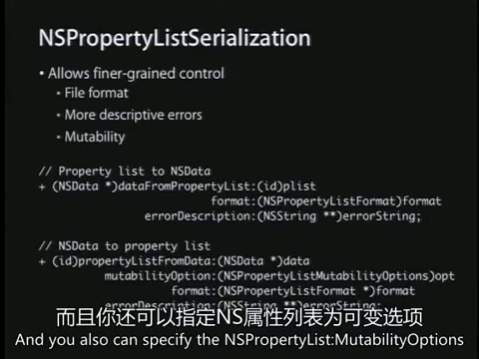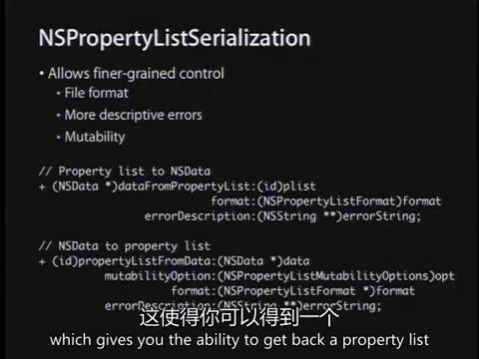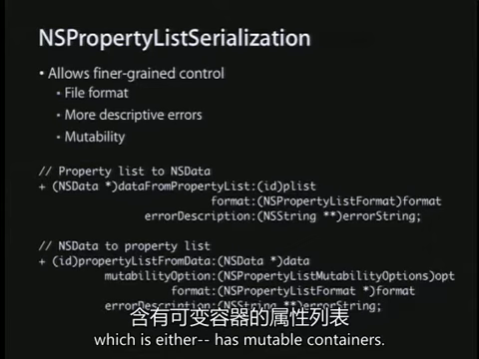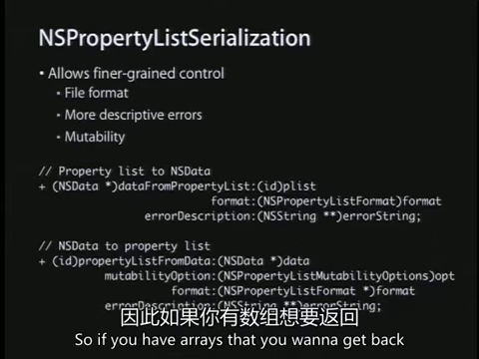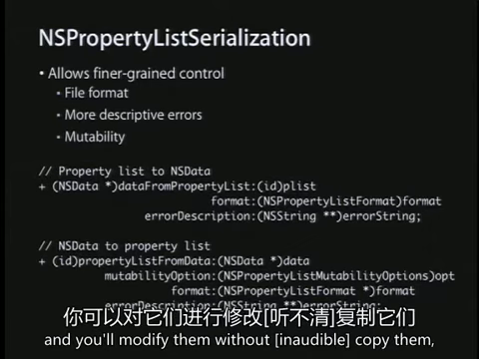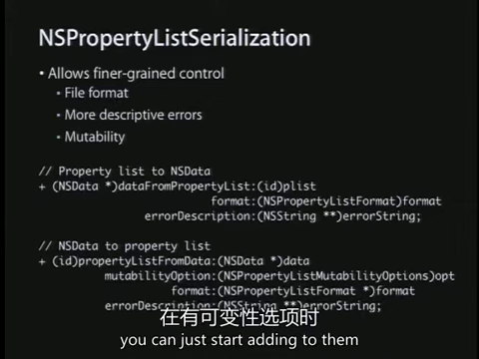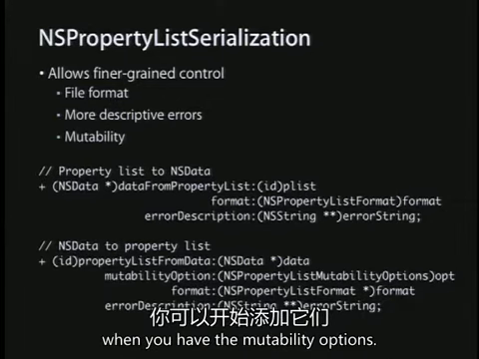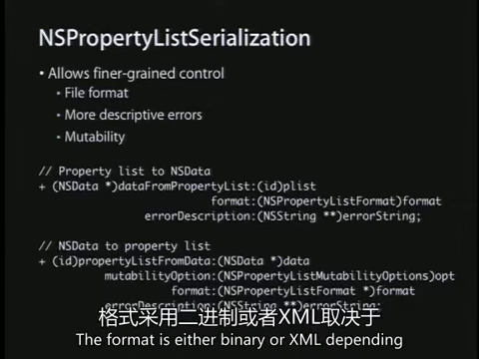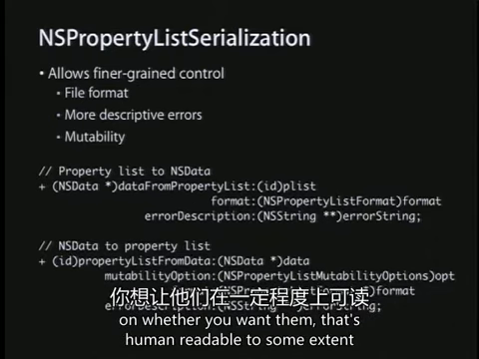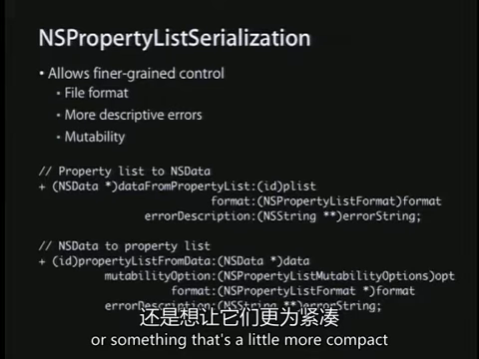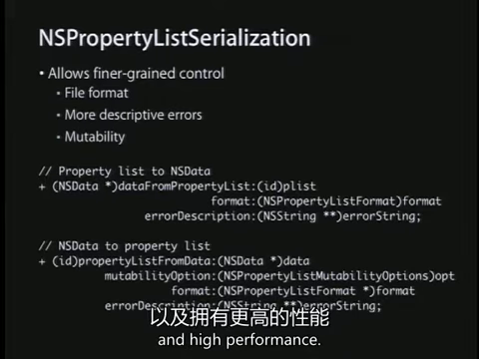You also can specify the NSPropertyListMutabilityOptions, which gives you the ability to get back a property list which has mutable containers. So if you have arrays that you want to get back and be able to modify without having to copy them, you can just start adding to them when you have the mutability options. The format is either binary or XML, depending on whether you want something that's human readable to some extent, or something that's a little more compact and high performance.